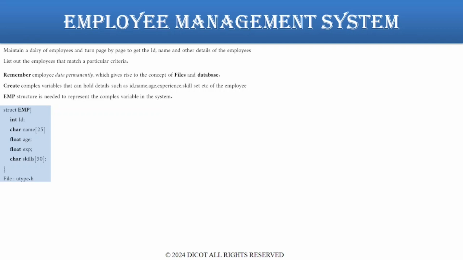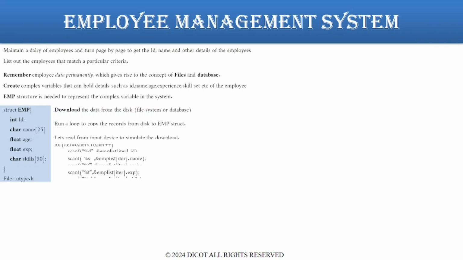Now the program needs to download the data from the disk, right? So for this, it has to run a loop to copy the records from the disk into the list of the EMP structure. Right. So one loop is needed to copy all the records from the disk into the RAM. In the RAM, the record is represented using the structure.